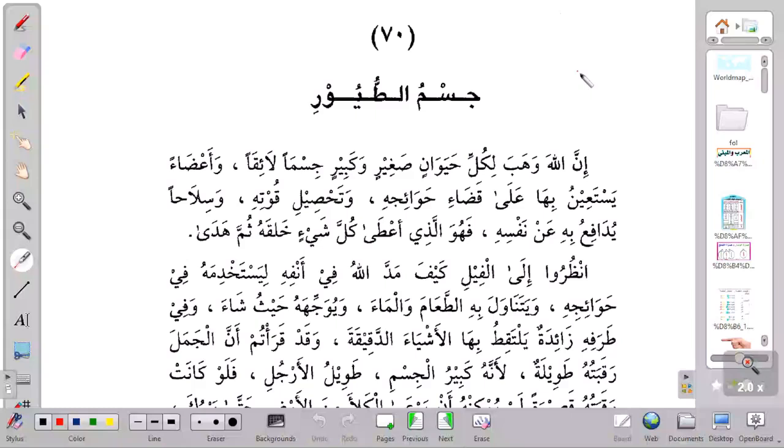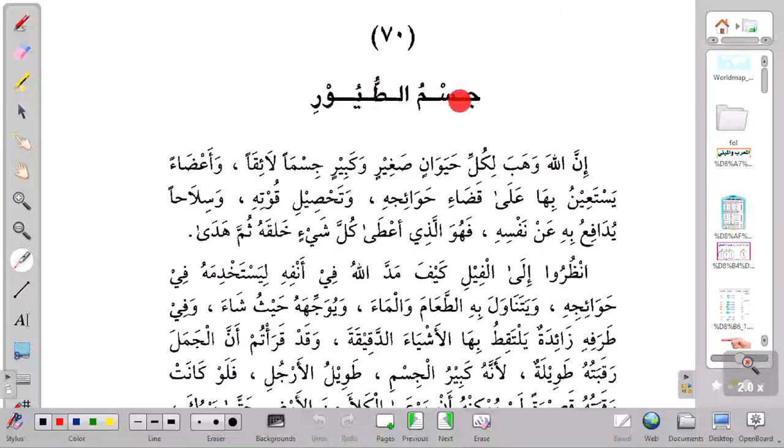Alhamdulillah. Inshallah, today we are looking at lesson number 70, as you can see here, and today's lesson is titled Jismut Tuyur, the body of birds. Mainly, we are going to be discussing birds, different types of birds in this particular lesson. And then the author will compare the bird to other animals as well.